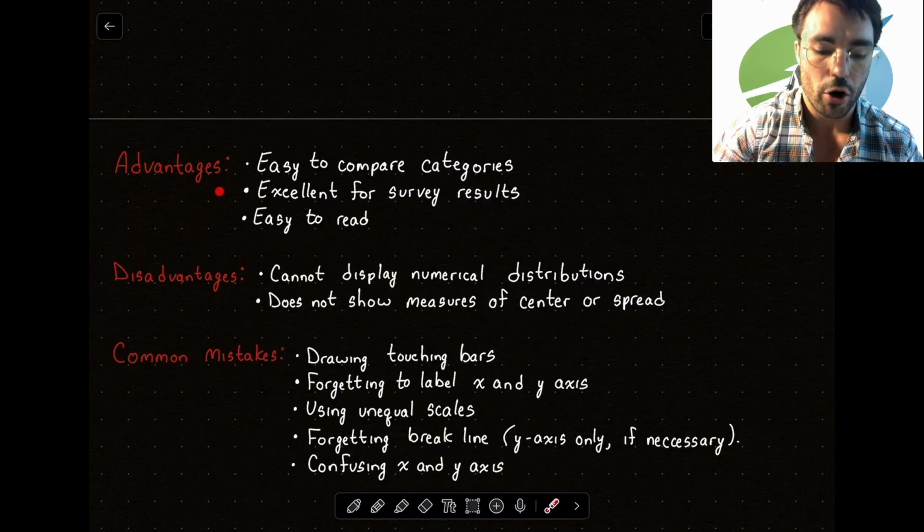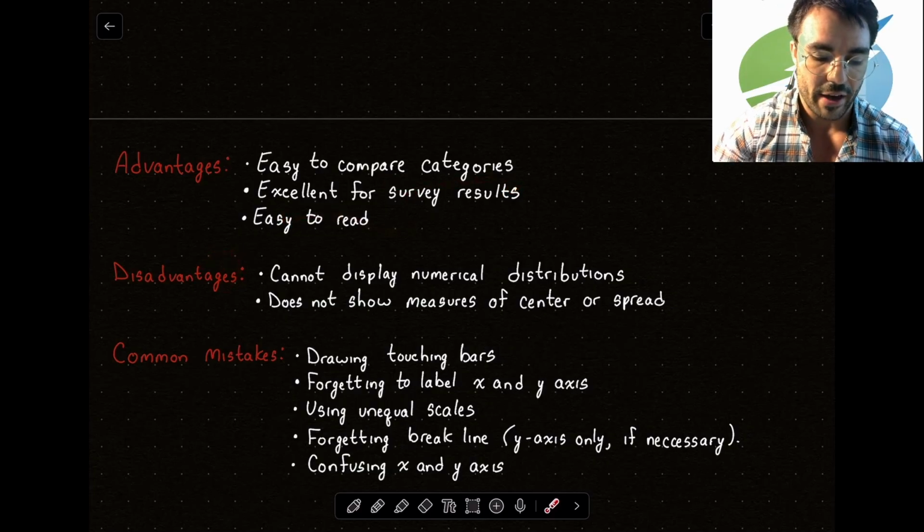Advantages of a bar graph: it's easy to compare the data or the categories. It's excellent for survey results, and it's very easy to read. Disadvantages, cannot display numerical data. It's always qualitative data, subjects and such, and does not show measures of center or spread. Because it's qualitative data, we can't calculate that stuff.